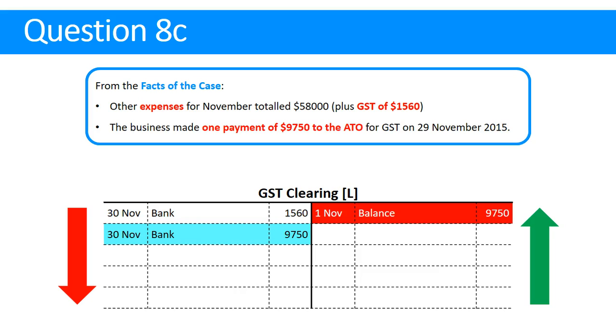Now, it does say the business made one payment of $9,750 to the ATO during November. So what that must mean is there was an opening balance which was a liability in red. We can see that here. We must have owed $9,750 at the start of the month and then paid that back, and that's our settlement in terms of a payment.